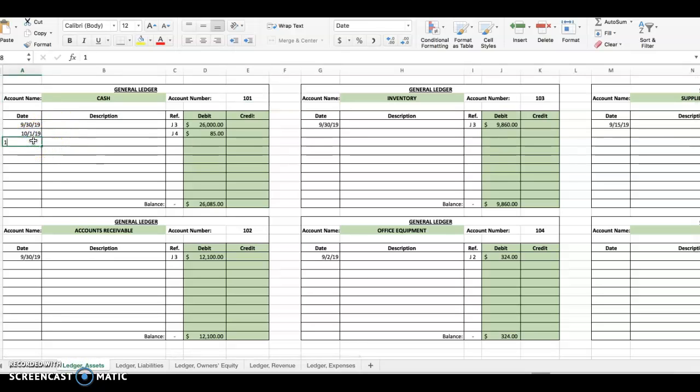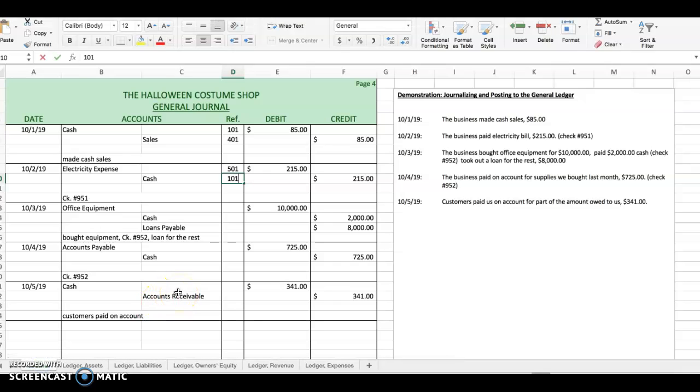Put the date. Came from J4. This time cash was credited, right? It went down, and you see that the balance went down. So it was $26,085. When we credit, the balance is less now, $25,870. And again, the account number is 101, and that goes into the journal.